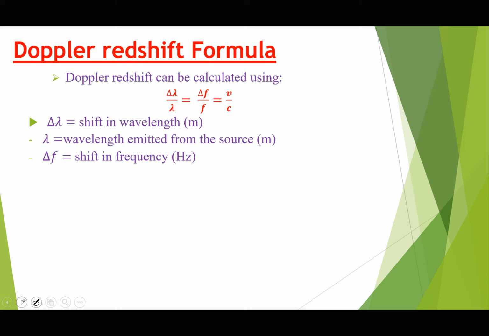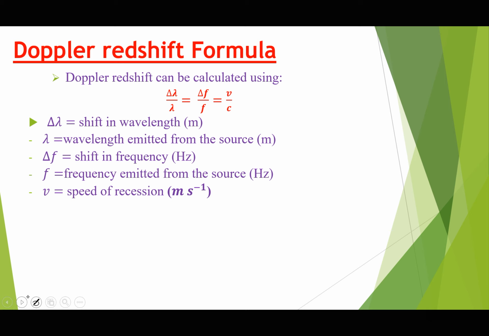Delta F is the shift in the frequency. Of course, if there is an increase in wavelength, we expect a decrease in frequency. F is the frequency. V is the speed of recession. Because we are talking about a Doppler redshift, to recede is to move away. So it is the speed with which a galaxy or a star is moving away. So that's what we mean by the V here in this formula.